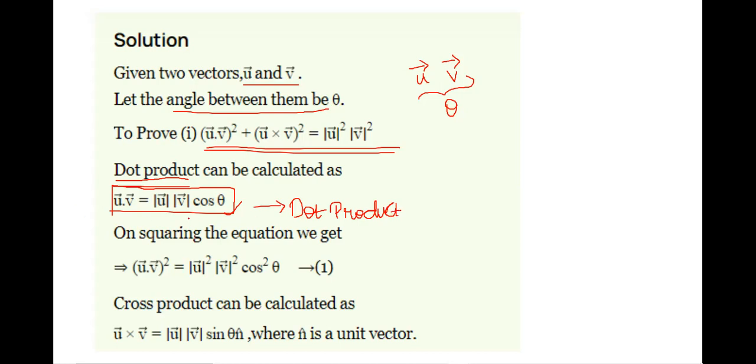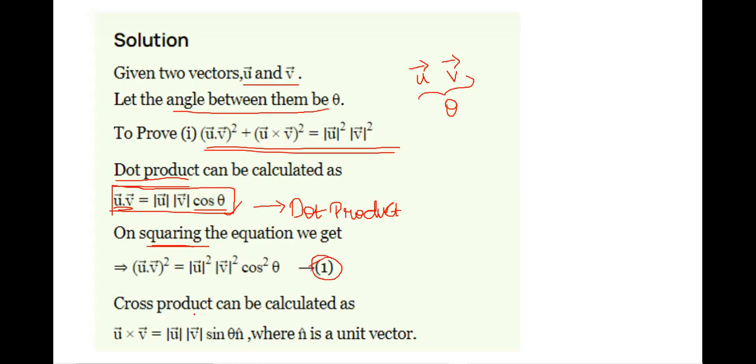Once we have this formula, to simplify and get the answer, we will be squaring on both the sides. So how will we square? u vector dot v vector the whole square is equal to magnitude of u vector square into magnitude of v vector square cos square theta. Just we are squaring on both the sides. So this is the equation 1 that we have got.